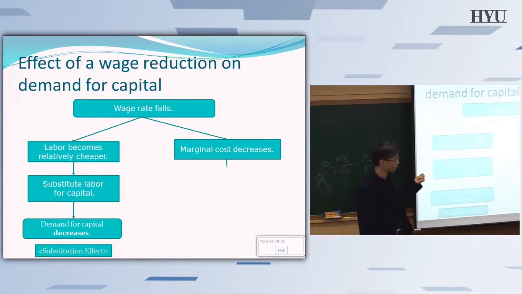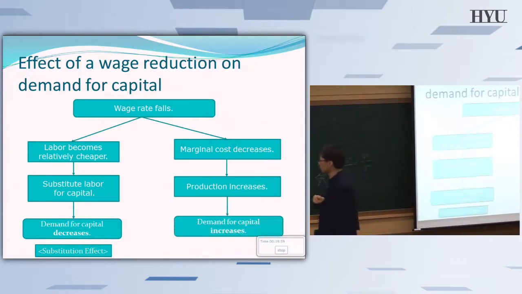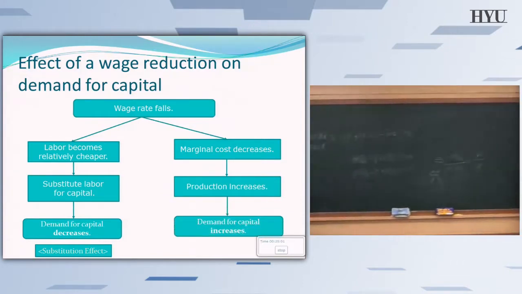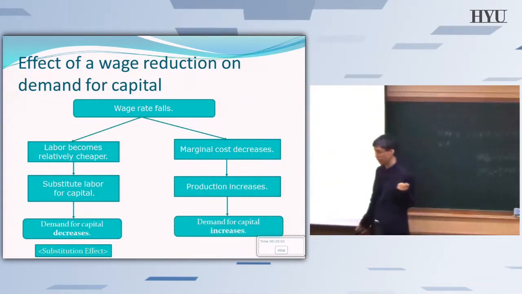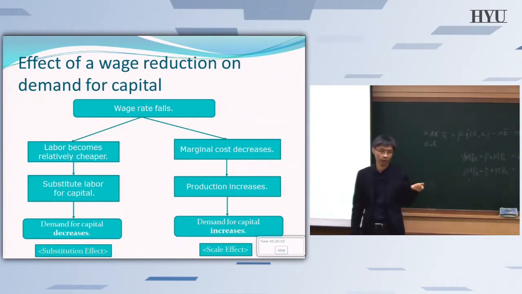Desired output will increase. So will they use more or less capital? They will use more capital. So demand for capital will increase to produce more. That part we call the scale effect. Get that? So in this case, the final direction we don't know. It depends on which effect dominates.